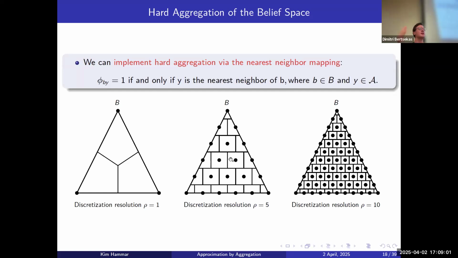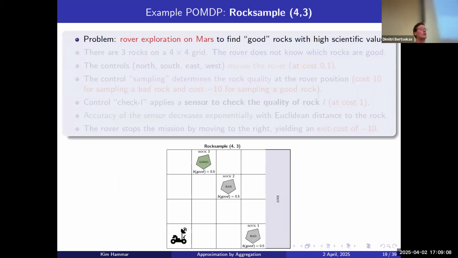Okay, so we will apply this idea of discretizing the belief space to a particular POMDP problem called Rocksample. That is a classical benchmark problem in the AI community that has been studied for, I think, the last 2 decades actually. The basic problem is that you have a rover on Mars that is supposed to explore and try to find good rocks. But the challenge is that we don't know beforehand which of the rocks are good, so you need to explore in order to find out.